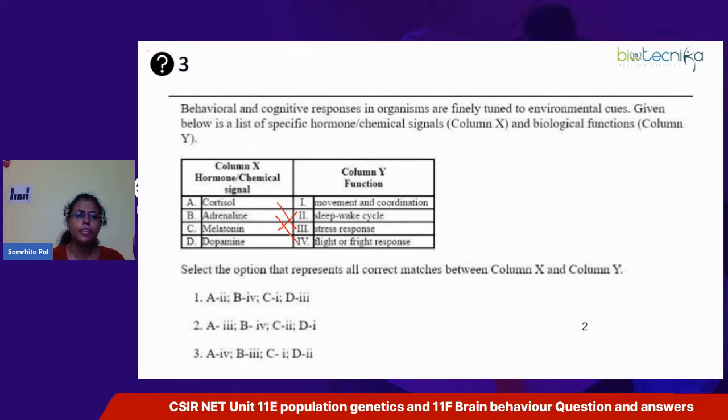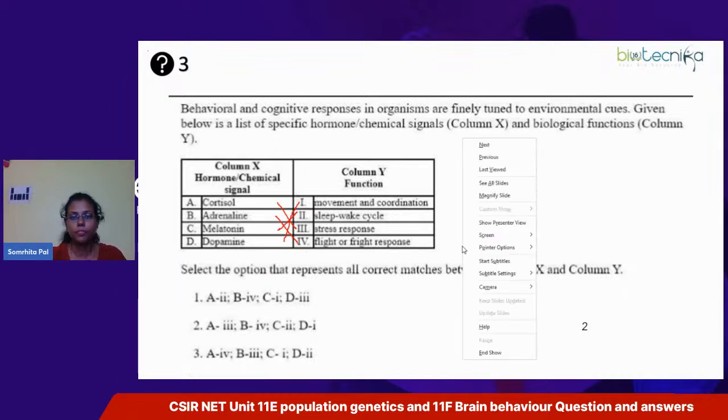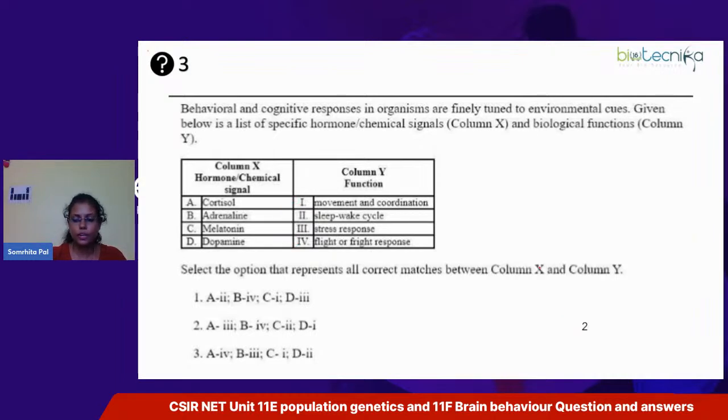Okay, and dopamine, it is movement and coordination. So the correct answer is option 2. Very good, all of you. All right, now moving to the next question.